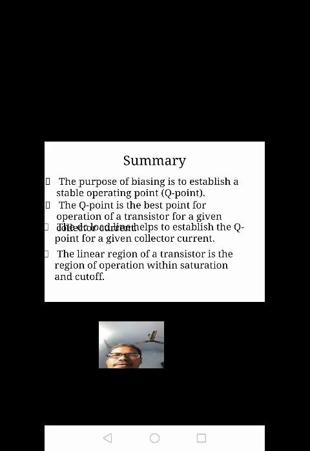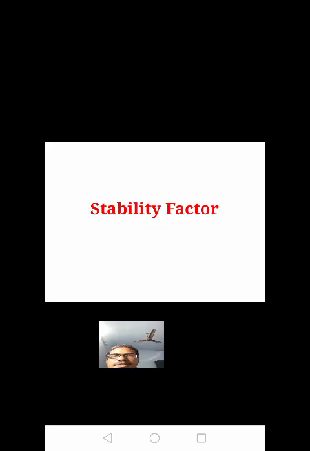The purpose of biasing is to establish a stable operating point Q. The Q point is the best point for the operation of the transistor for a given circuit. To establish the Q point for a given collector current, the linear region of the transistor is the region of operation between saturation and cutoff. Stability factor.